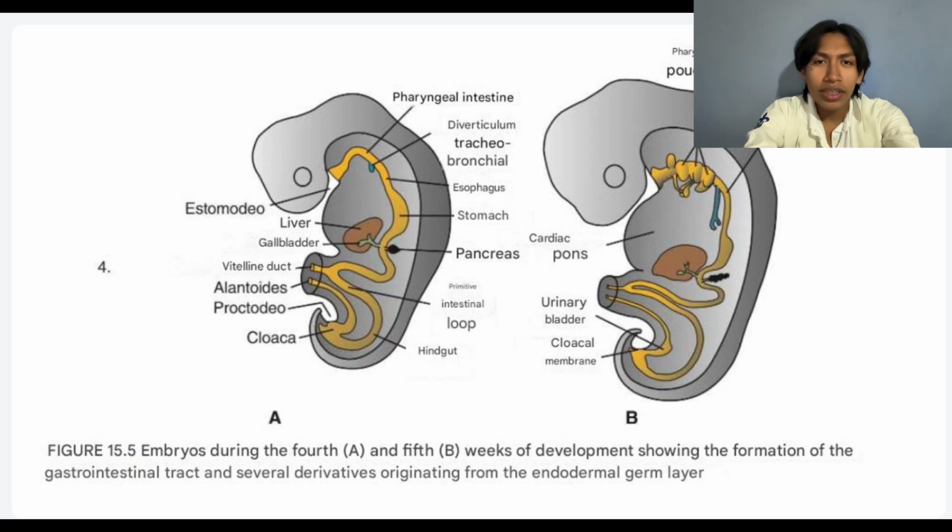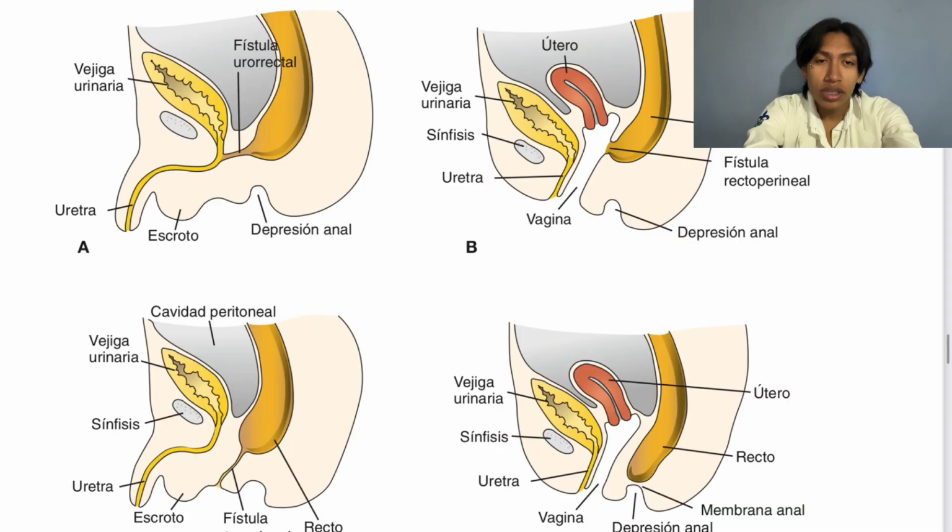The development of the midgut, for example, physiological herniation. This happens when the midgut grows rapidly and herniates into the umbilical cord around week 6, followed by rotation.